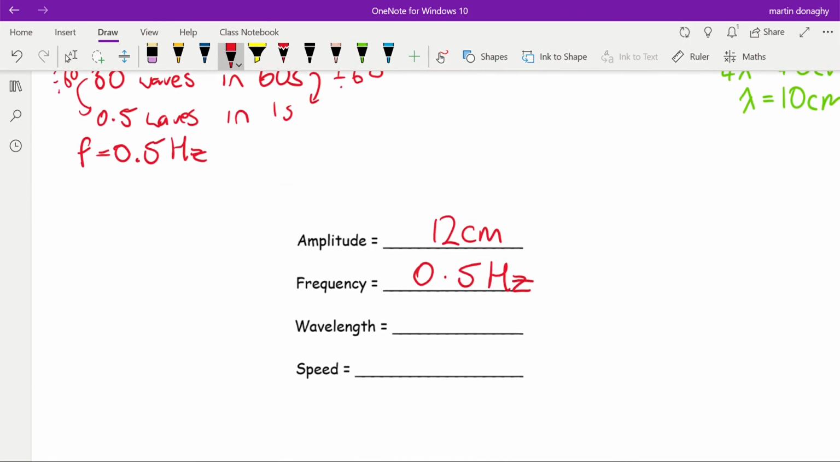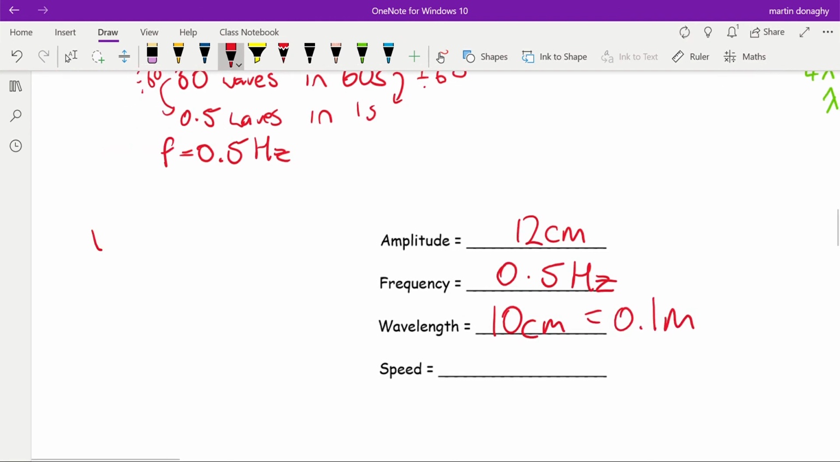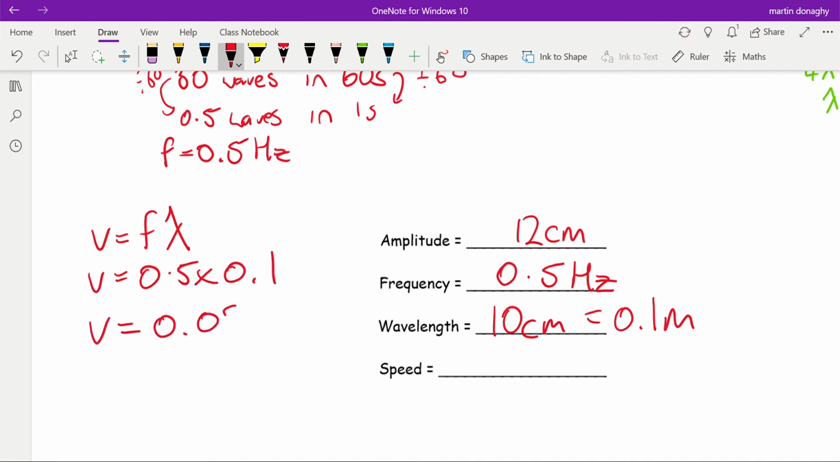Once we've got that, and we should probably convert that to 0.1 of a meter, we can then work out the speed, because we can do v equals f lambda, v equals 0.5 times 0.1, so v equals 0.05 meters per second. Now you may have stuck with centimeters, which is okay because it's not specified, and I'll give you 5 centimeters per second.